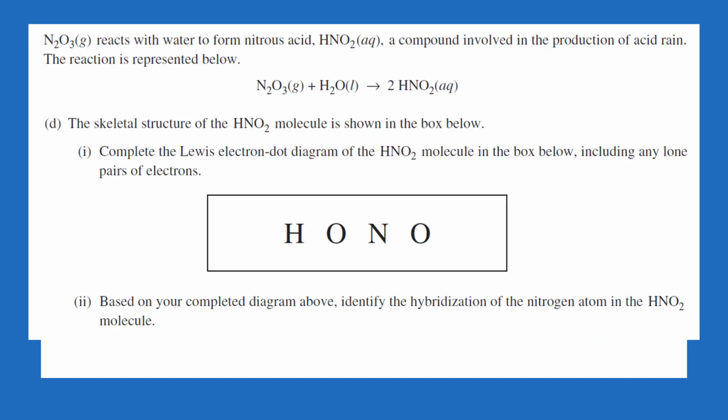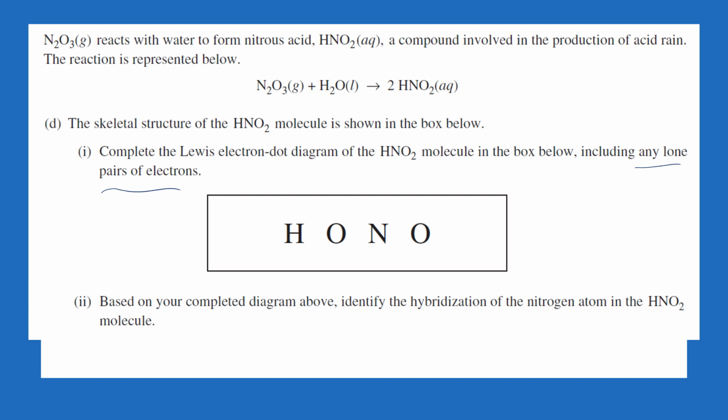Now that N2O3 molecule reacts with water to form nitrous acid, involved in the production of acid rain, and the skeletal structure of the HNO2 molecule is shown in the box below. Complete the Lewis electron dot diagram of the HNO2 molecule, including any lone pairs. That was nice of them to remind you.